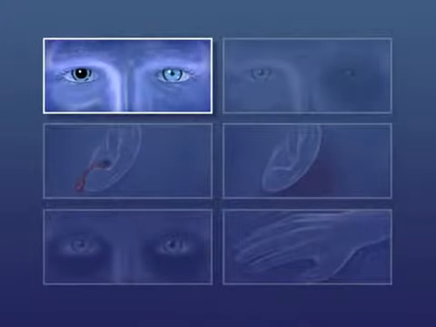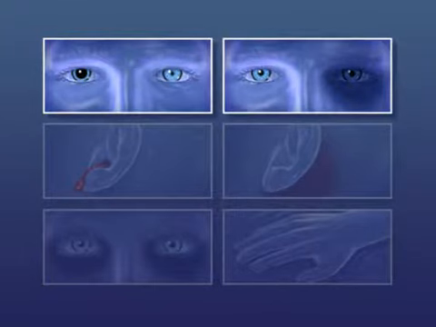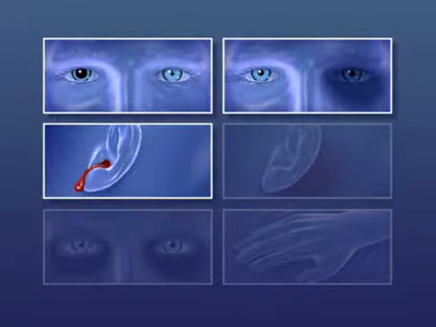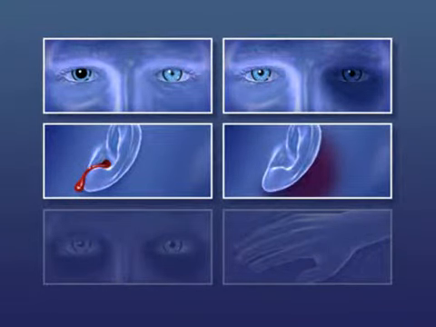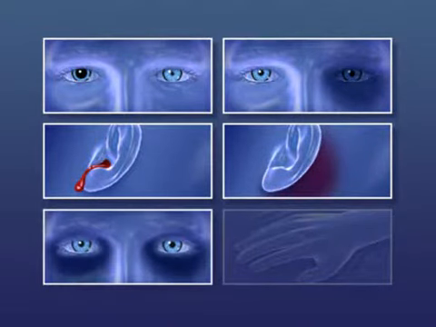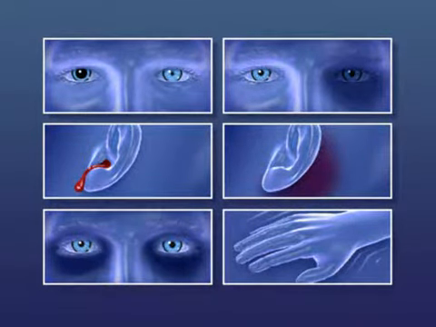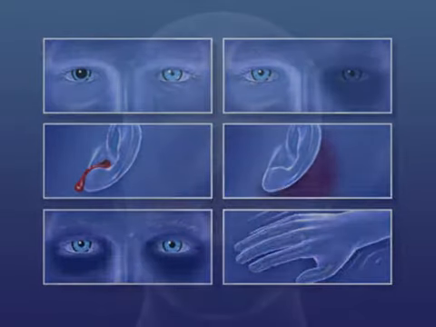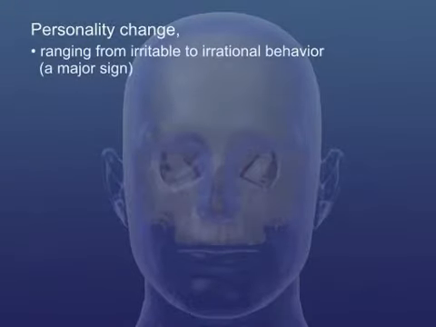Pupils unequal or unreactive to light. One eye appears sunken. Bleeding from the ears or clear fluid flowing from the ears and/or nose. Late signs include Battle's sign, a bruise behind the ear, raccoon eyes, black eyes or discoloration of the soft tissues under both eyes, paralysis or disability on one side of the body, or seizures. Brain injury may also show personality change, ranging from irritable to irrational behavior, a major sign.